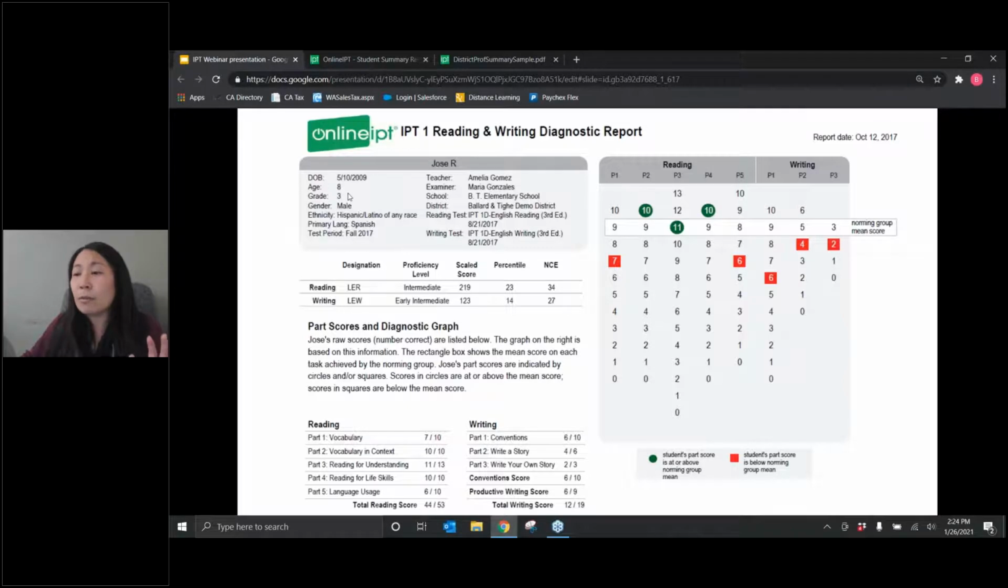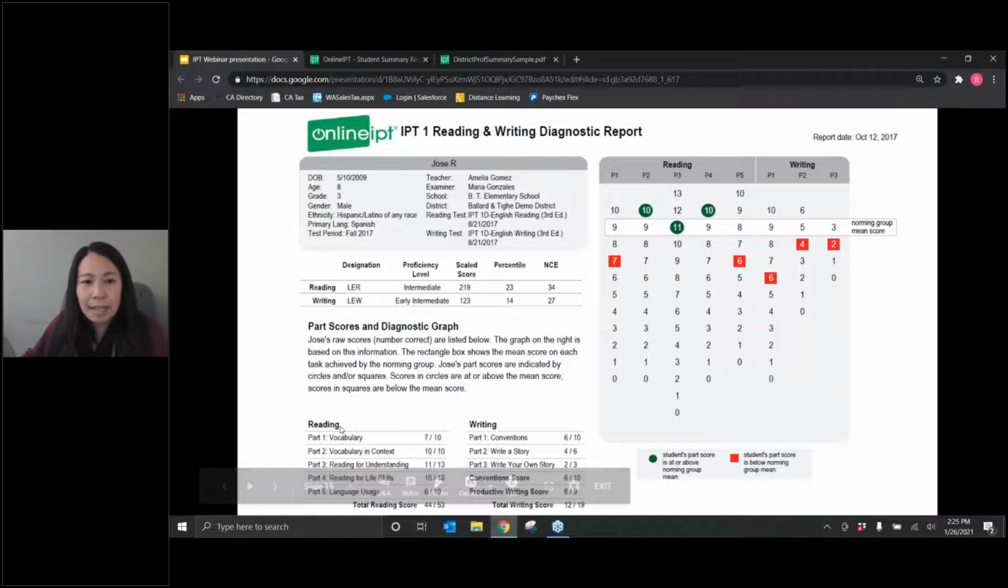So the student is 3rd grade, between K to 6, so 3rd grade. And you'll see here the designations of a limited English reader and writer, and the level of intermediate for reading and an early intermediate for writing. This norming score mean group is really important because you could see where the student falls below that. So these are the areas I really do want to target.